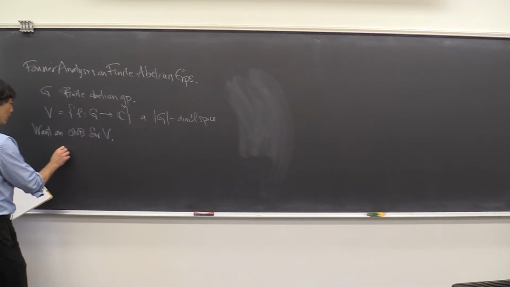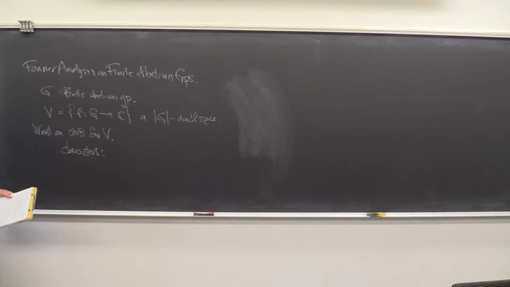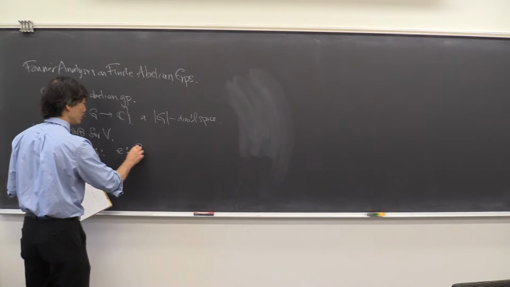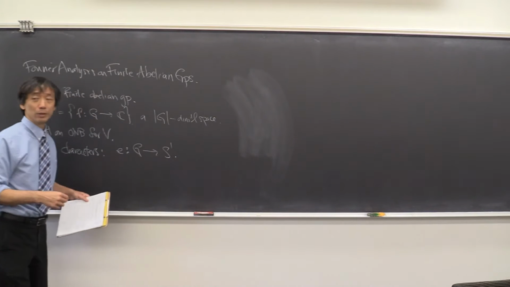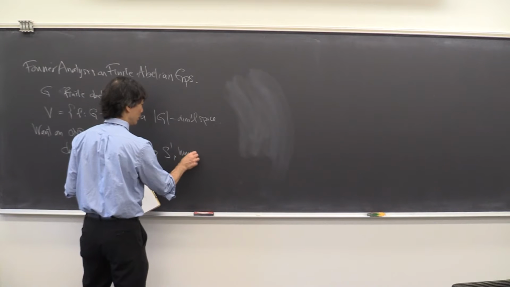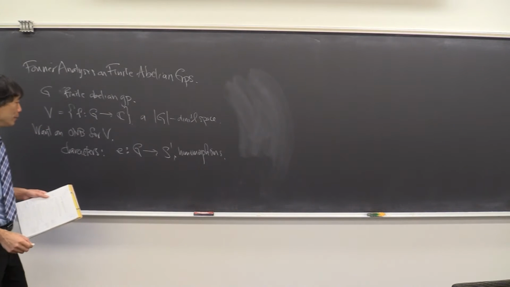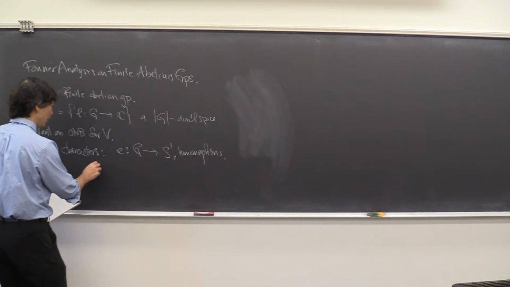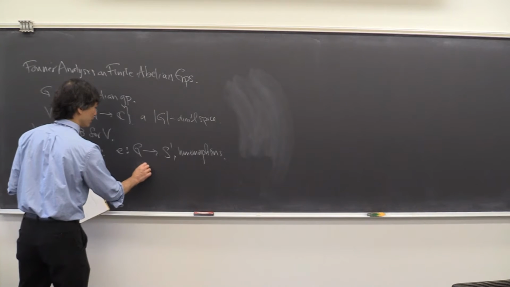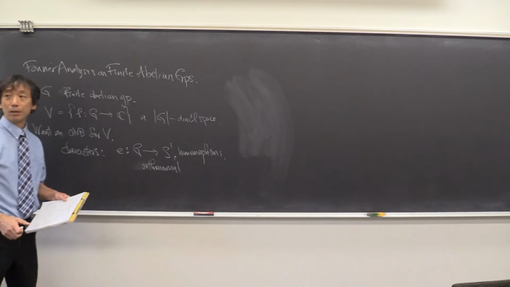We looked at these things called characters. The things that were going to work out for us were the characters. They were homomorphisms from G into the circle group, and we saw that these guys were actually orthogonal, in fact orthonormal.